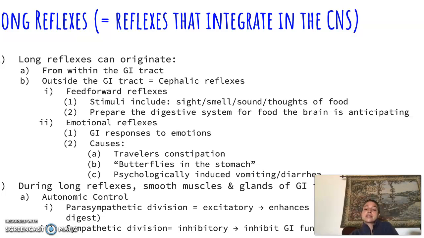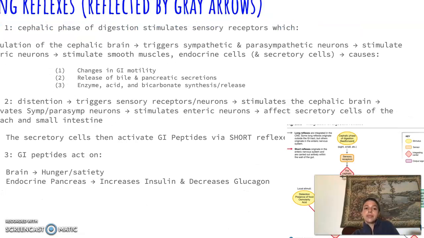During long reflexes, the smooth muscles and the glands of the GI tract are under autonomic control. This includes both sympathetic and parasympathetic divisions. The parasympathetic division is excitatory and enhances GI function, which is why it's known as rest and digest. However, the sympathetic division is inhibitory and inhibits GI functions. The long reflexes are reflected by gray arrows in this diagram, or blue arrows, which will be seen in the next slide.